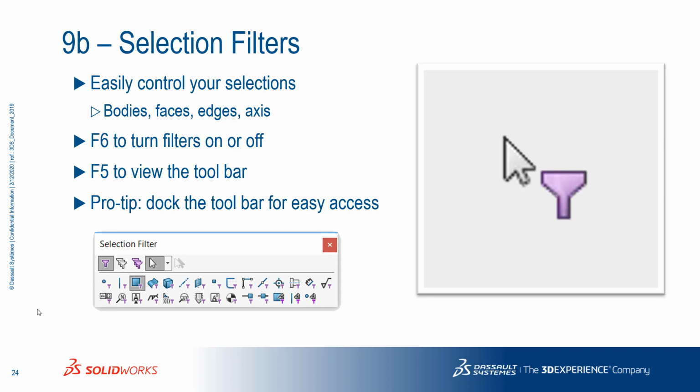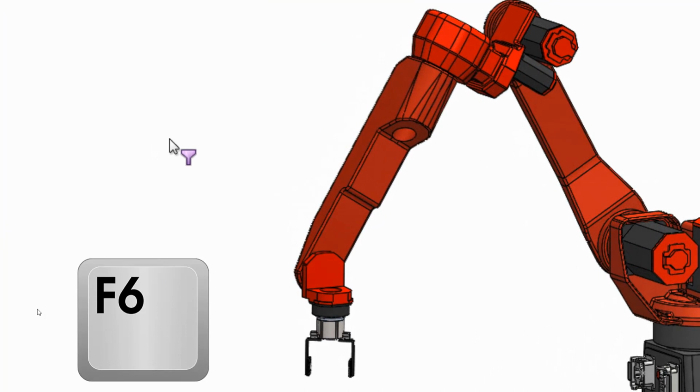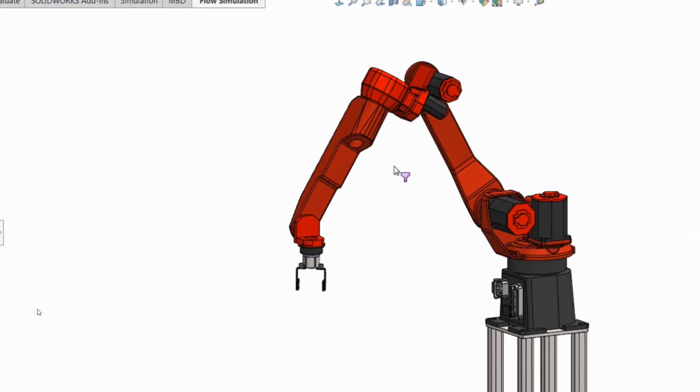We have selection filters here. A pro tip, a lot of power users will have their filters docked somewhere, maybe the bottom of your screen, so you can have easy access to this, right? You can turn the filters on or off by hitting F6 or F5, and they're very useful to control whatever you're selecting. So let's take a look at that. Here, I'll hit F6, which turns on my filters. You can see that little funnel symbol. I get a lot of questions, hey, what's this symbol next to my mouse? I can't pick anything.